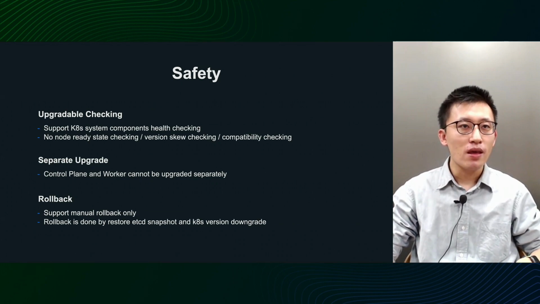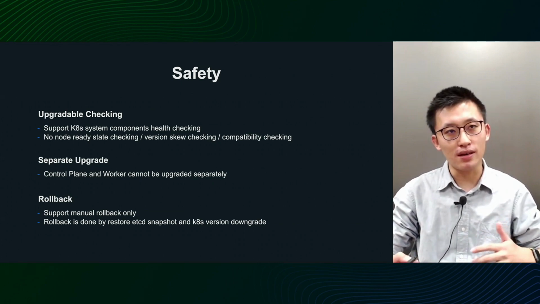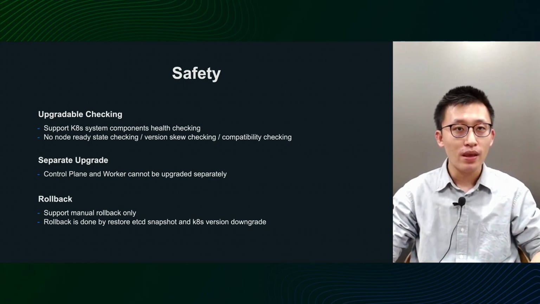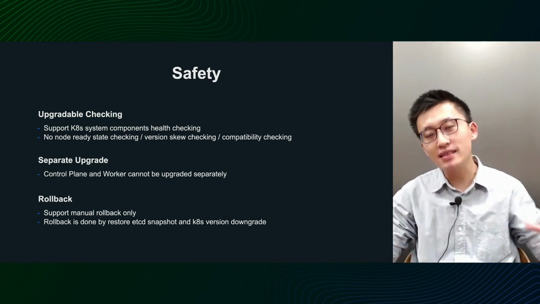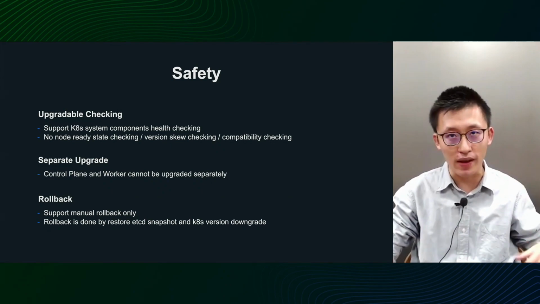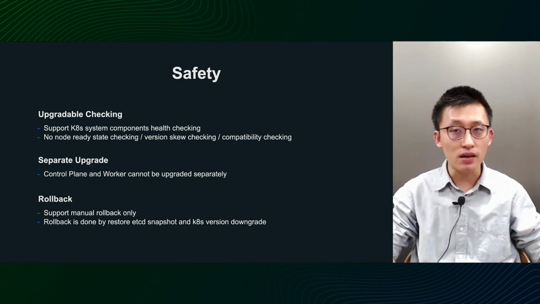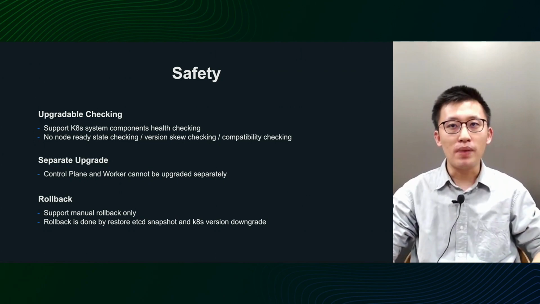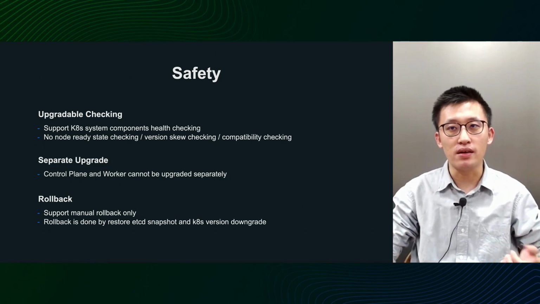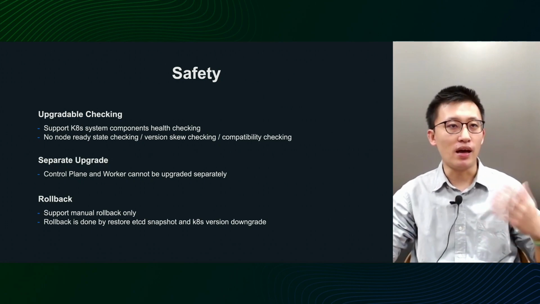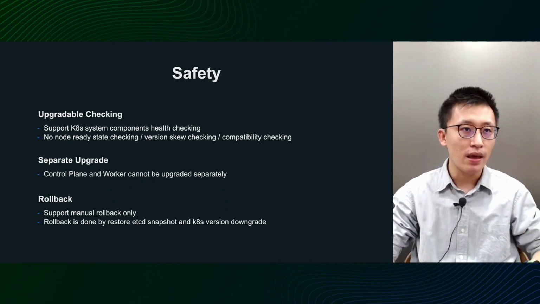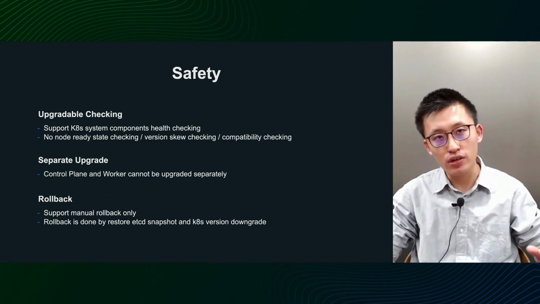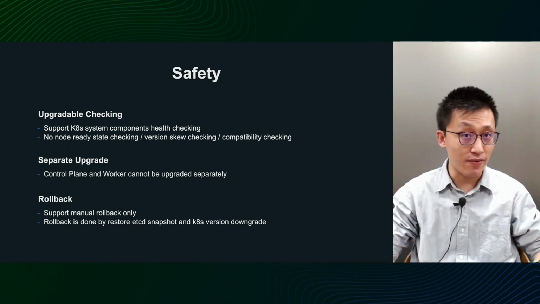In the safety part, for the cluster upgradability tracking feature, Rancher only supports Kubernetes system component tracking, like accessing the health interface of the Kubernetes server and kube controller manager, but does not support Kubernetes workload tracking, node health state tracking, and compatibility checking. For the separate upgrade feature, Rancher doesn't support it, unfortunately.